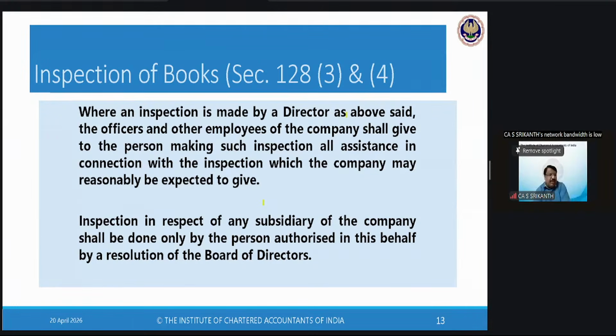Inspection in respect of any subsidiary of the company shall be done only by the person authorized in this behalf by a resolution of the board of directors. Point: a director of a holding company cannot inspect the books of account of a subsidiary. But if authorized by the board of directors of the holding company, then he can inspect the books of the subsidiary. Okay. Only the person authorized in this behalf by a board resolution can inspect books of a subsidiary. Not necessarily the director of a holding company.